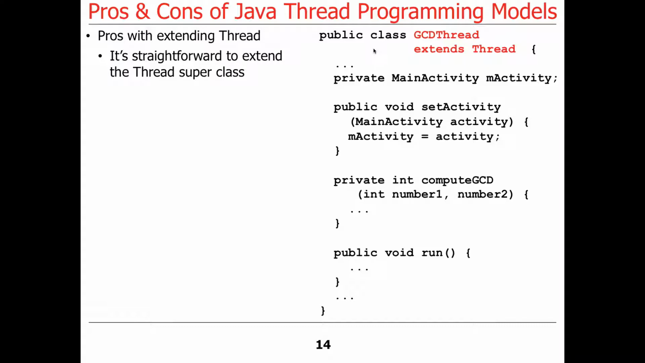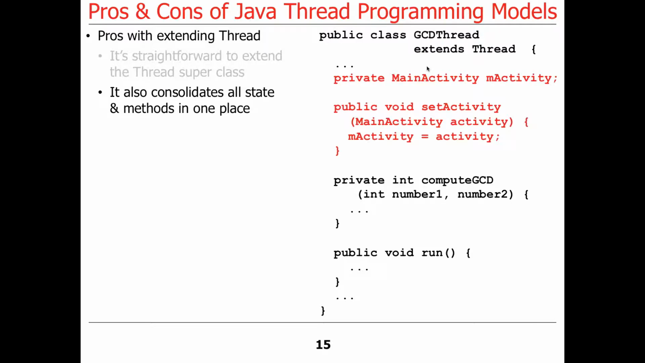And this is very straightforward, right? You just extend one class and you override the run method and you fill in other methods or fields that you need to do in order to get the job done. So that's very simple. You can see here we define ourselves with these setters like set activity, we have an activity field, and so on.